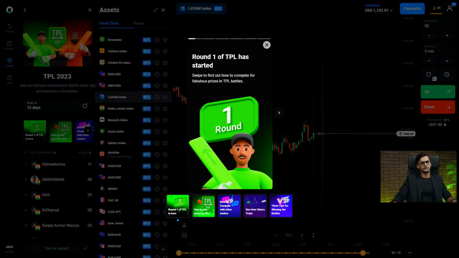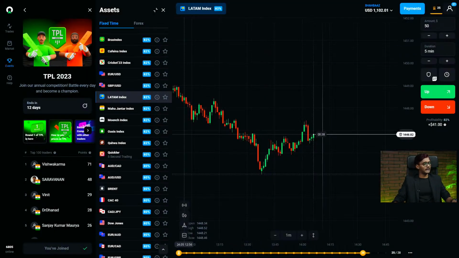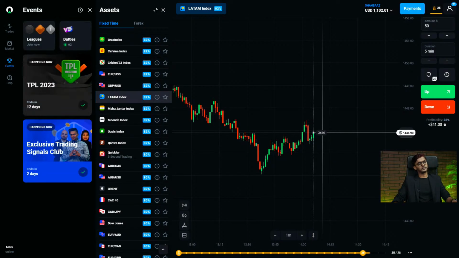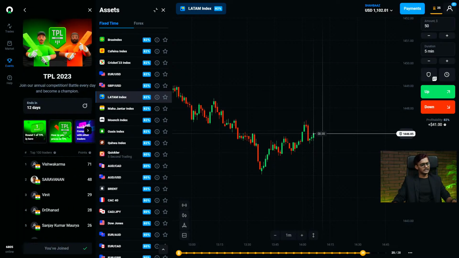And for round 1, you need to participate in the event. You can go to the event section. You can see a Trading Premier League 2023. Click there. You will see a join button. You can see I have already joined it. So when you click here, you will join automatically.